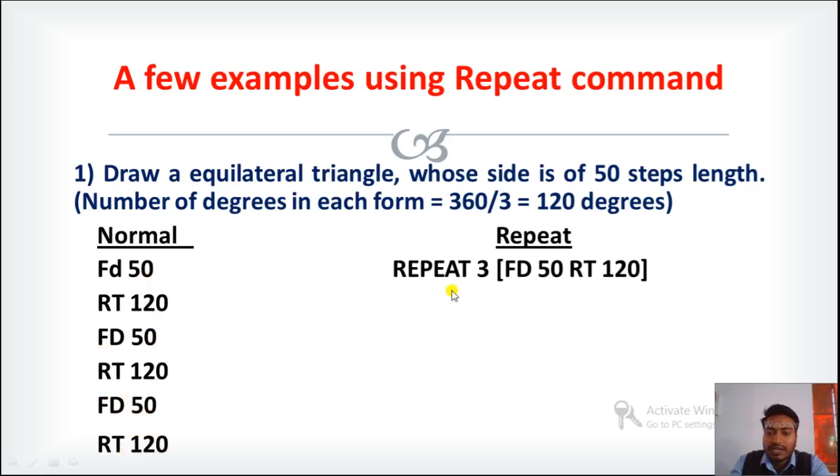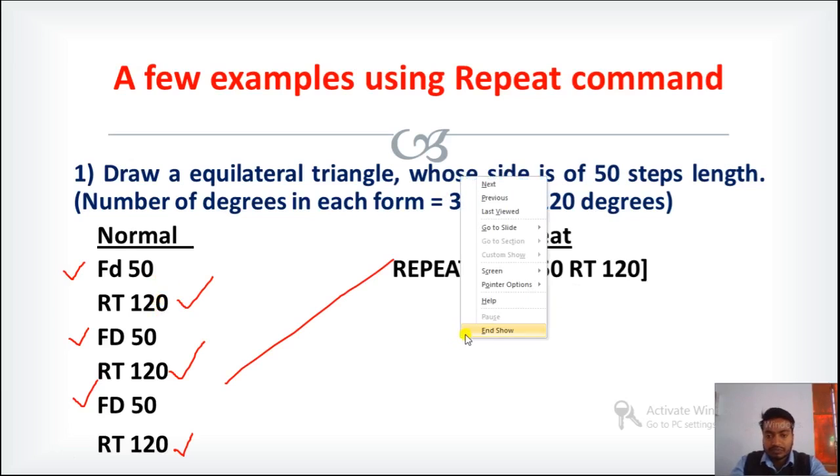Instead of this, we can write this using the repeat command. Repeat 3 times. Here you can see FD 1, 2, 3, and RT also 1, 2, 3. So instead of this we can write repeat 3 FD 50 RT 120. Now let me show you the program practically.